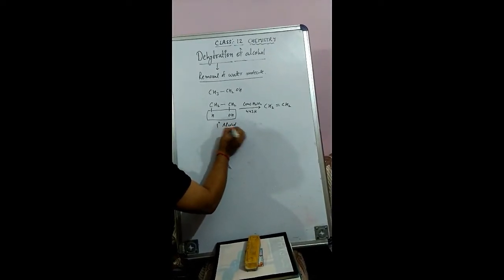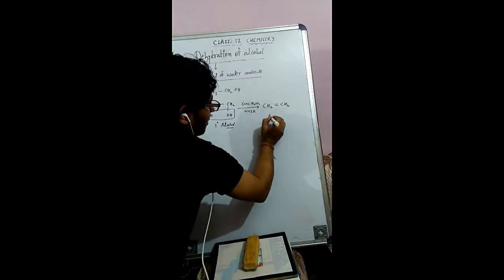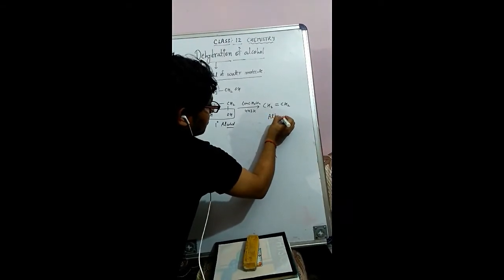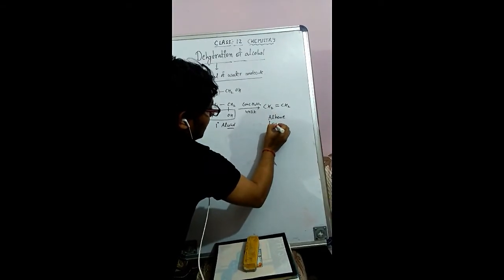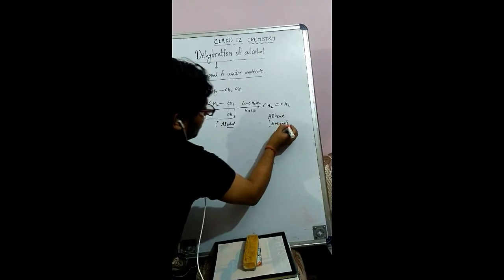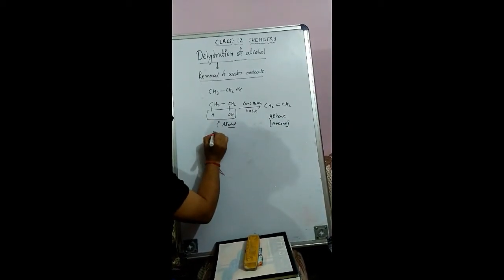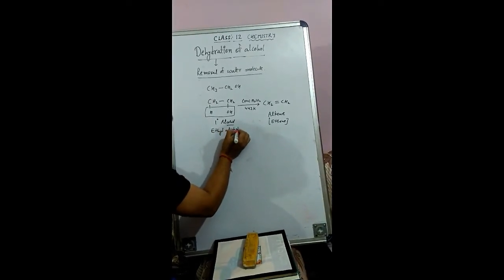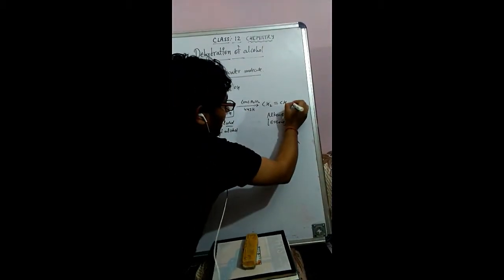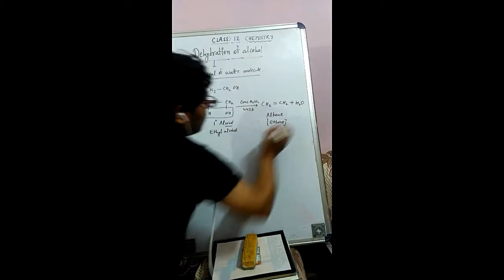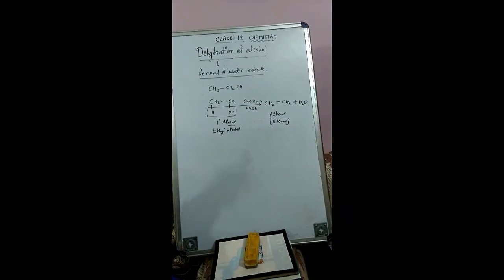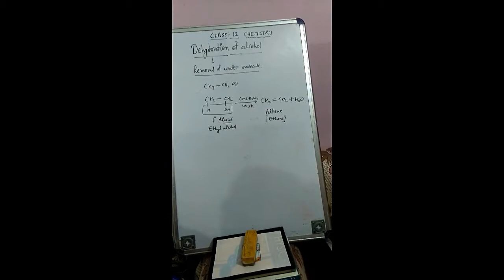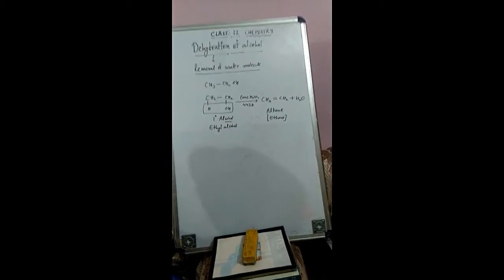This is a primary alcohol. So this primary alcohol gives us an alkene. This is ethene, and this primary alcohol is ethyl alcohol, by the removal of one water molecule. That I will explain in the mechanism, how the bond is going to form.